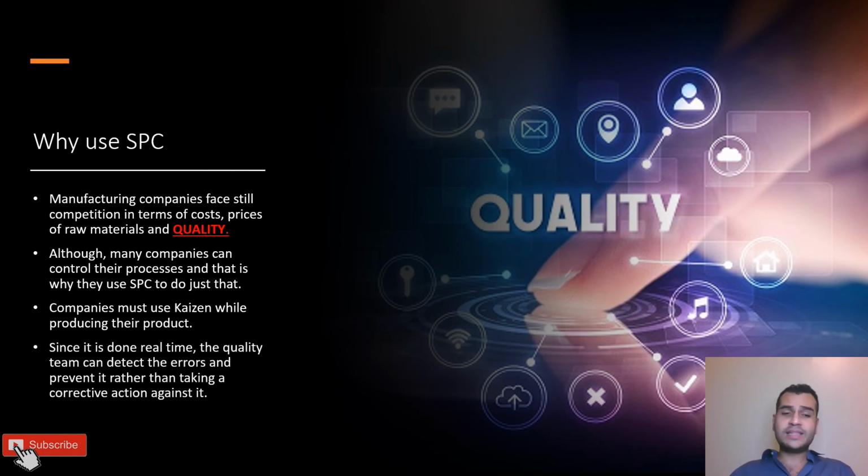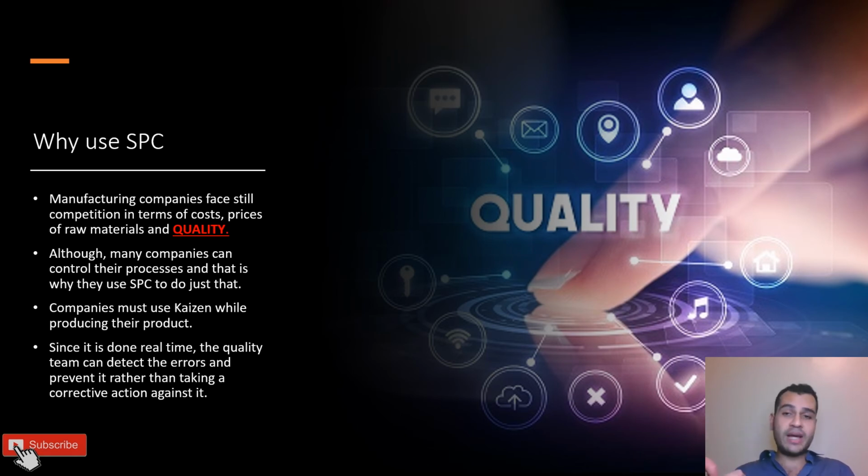And since it's done real time, the quality team can detect errors and prevent it rather than taking a corrective action against it. So there are two types of errors that come about, and I will be showing you those two errors. But you do need to detect them, and there's two ways of detecting these errors. There's either a preventive action or there's a corrective action.